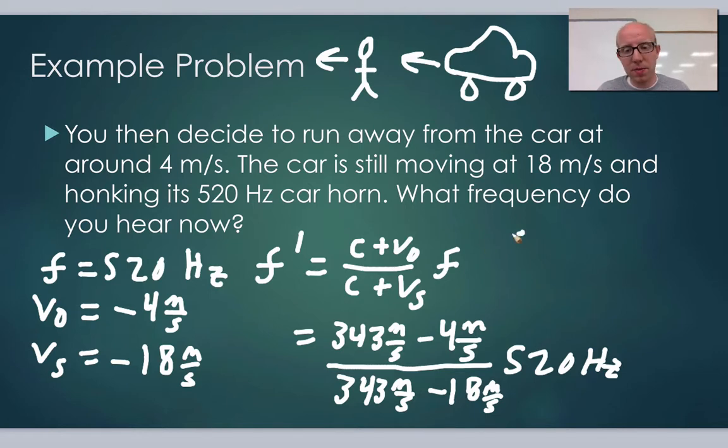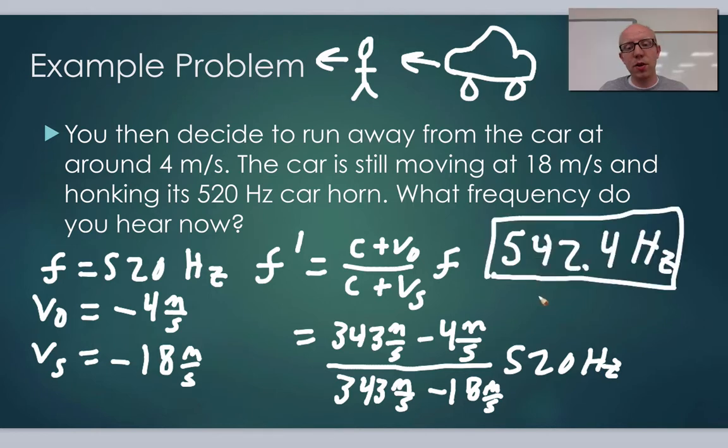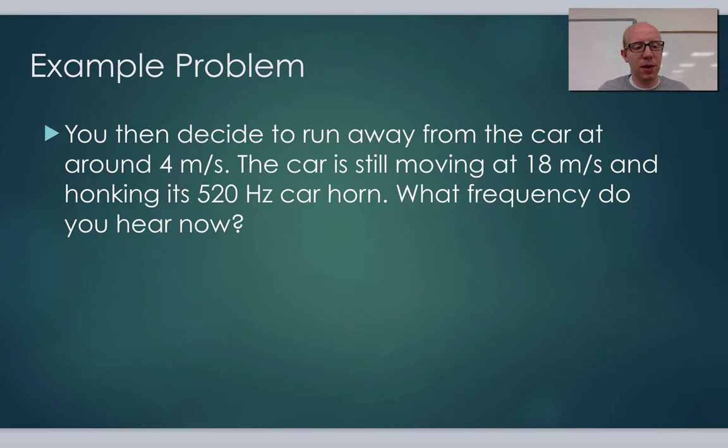542.4 hertz. Now, this is a good time to do an intuition check to make sure that the number you're getting makes sense. Even though you're running away from the car, it's moving faster than you, which means you should hear a frequency that's higher than your original, right? So 542.4 hertz is higher than 520 hertz, so that means we probably did it right. Okay, let's do another one really quick.